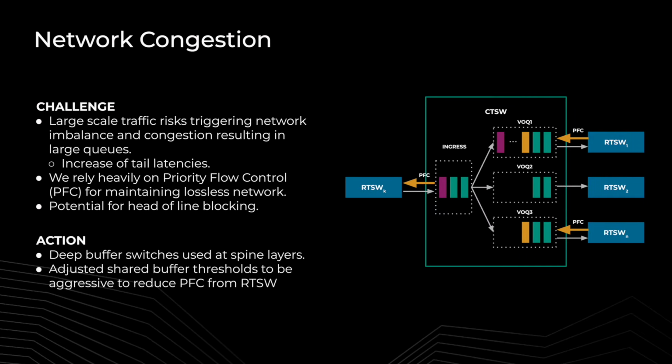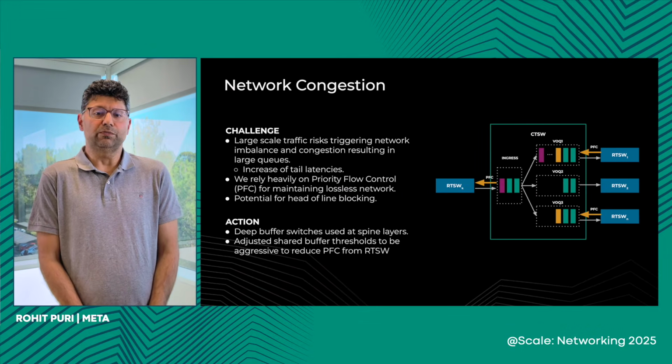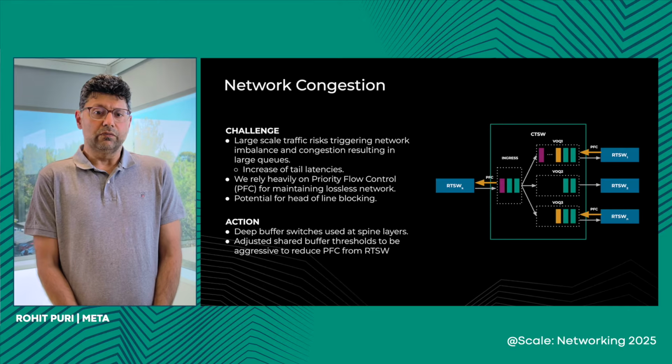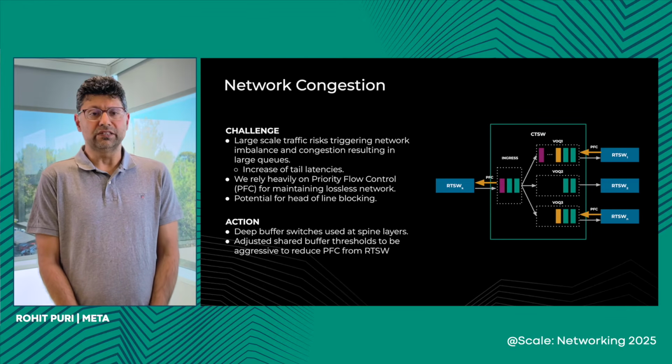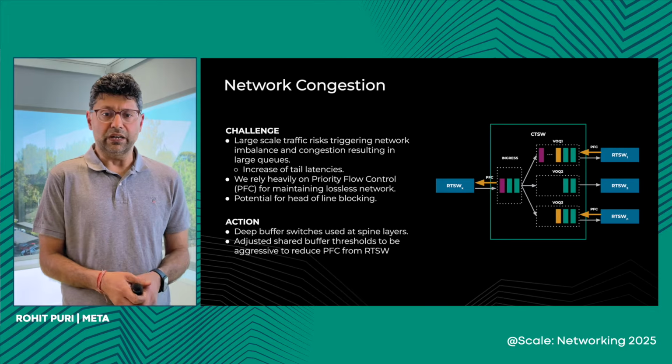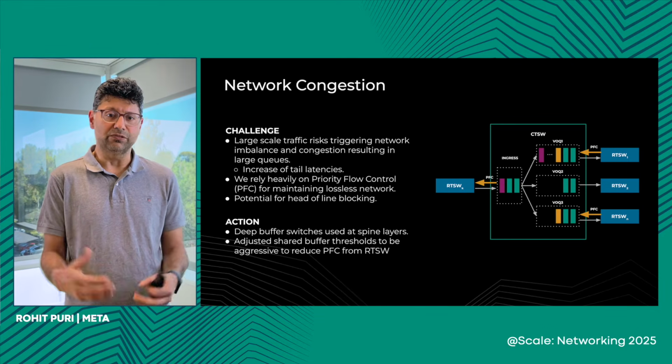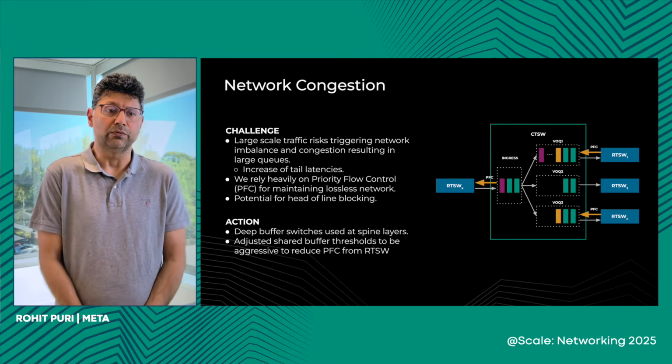We knew network congestion is going to be a challenge. This is a large-scale GPU intercommunication, and with the traffic being bursty, we expected a lot of traffic at the spine and superspine layers. There is a risk of queue buildups, high tail latencies, and we also rely a lot on PFCs. All of this risked triggering HOL blocking kind of thing, which can kill the throughput and hurt the jobs. So we deployed deep buffer switches at spine layer to absorb this congestion. We also adjusted our buffer thresholds in RTSW to such a high amount so that we could minimize the PFCs that they would actually exert towards the spines and towards the rest of the network.